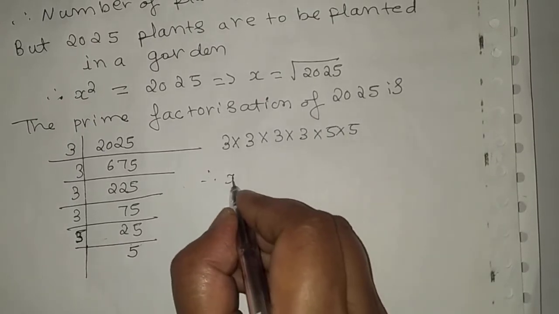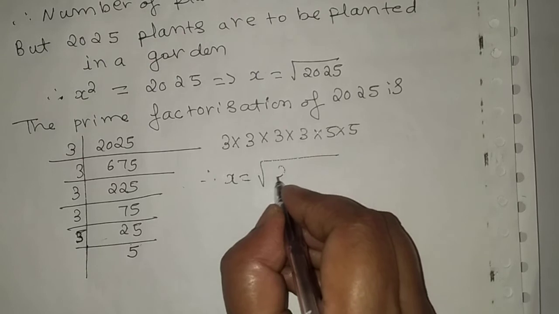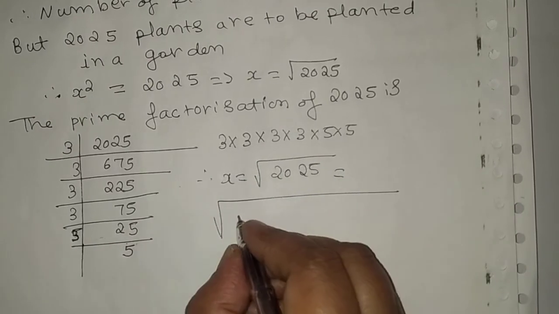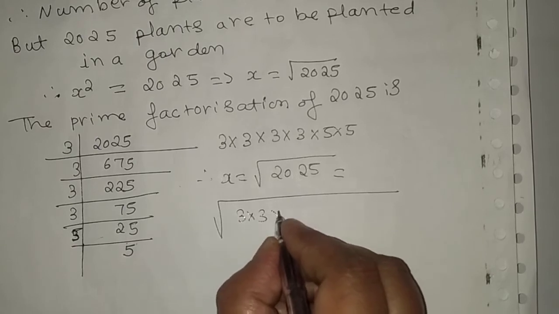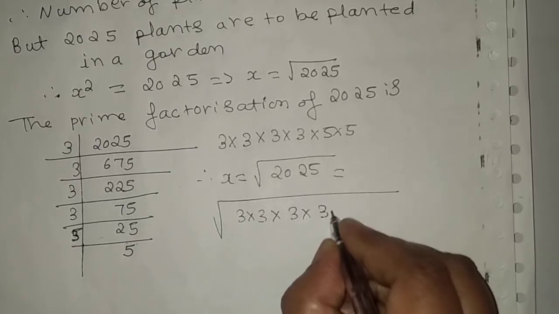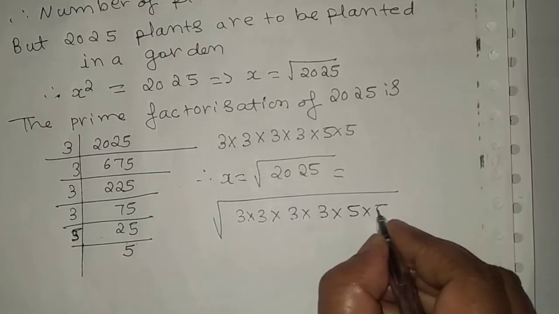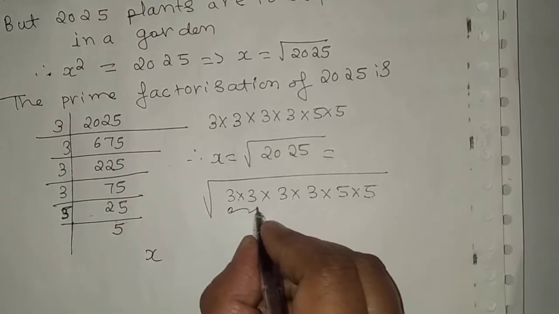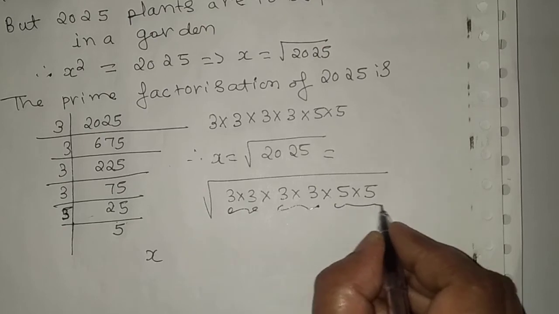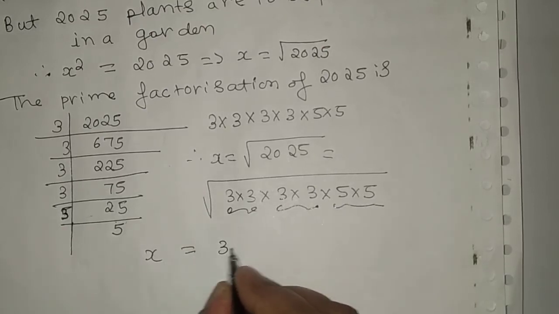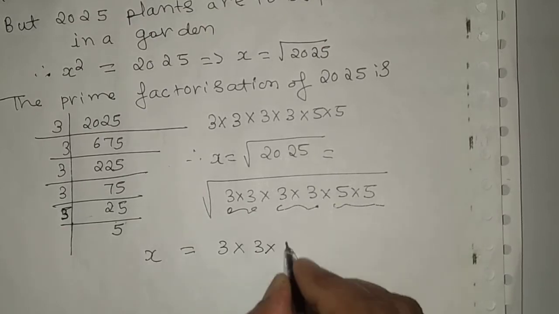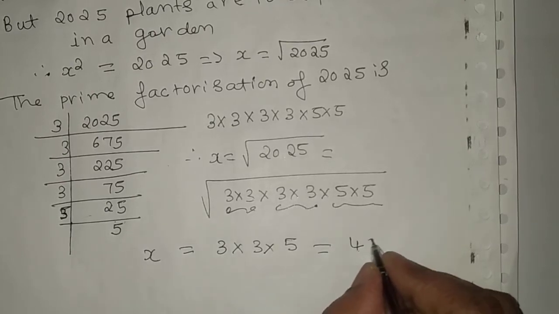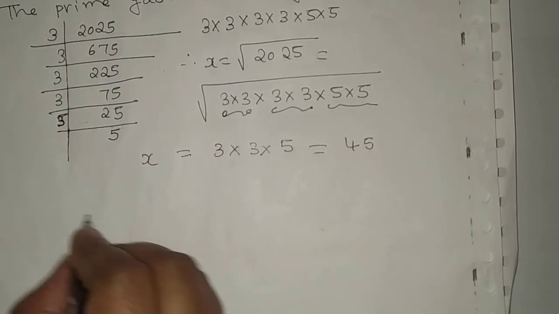Therefore what happens? X is equal to square root of 2025, which is equal to 3 into 3 into 3 into 3 into 5 into 5. So take one number from each pair. See here one pair, here one pair. X is equal to 3 into 3 into 5. So 3 into 3, 9, 9 5s are 45. So how much we got?